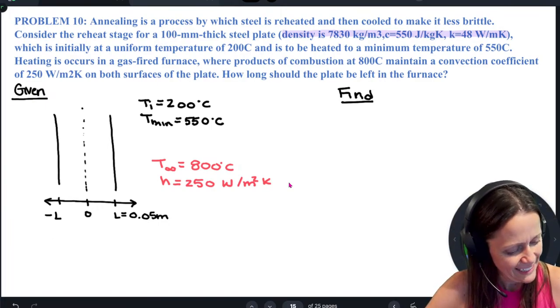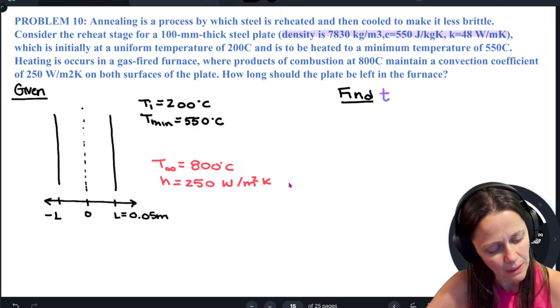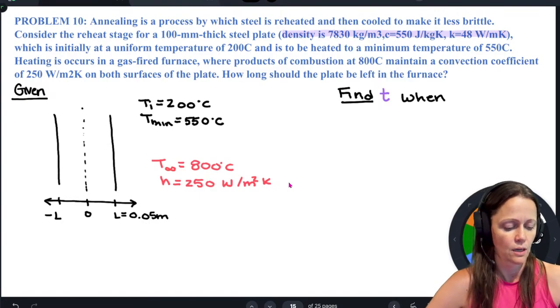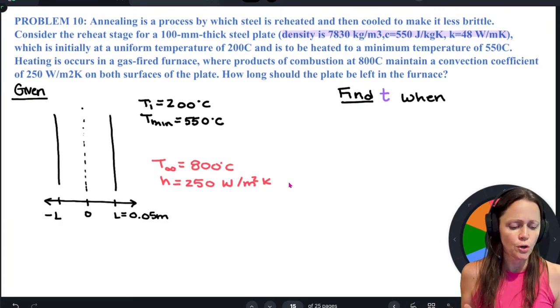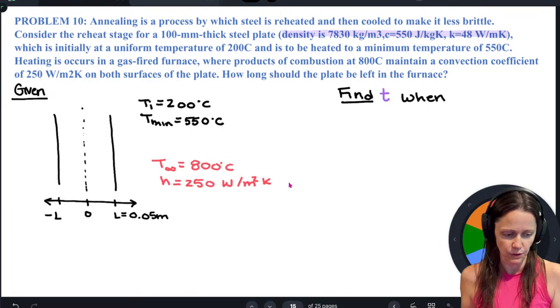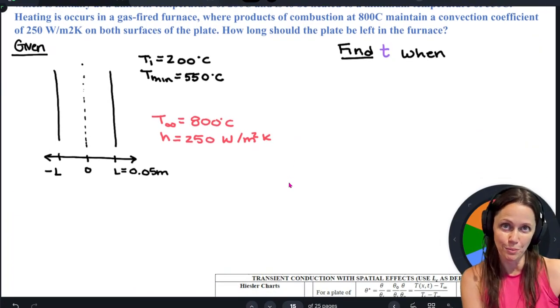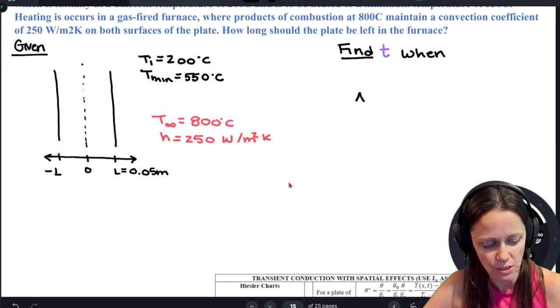So we want to find, I'll put this kind of in purple, the time when we've at least, there's no part of that medium that's less than 550 degrees Celsius. So before I write what I'm going to find, I'm going to skip ahead for just a second.